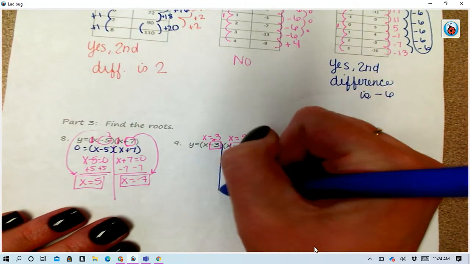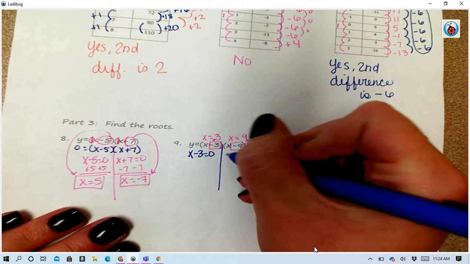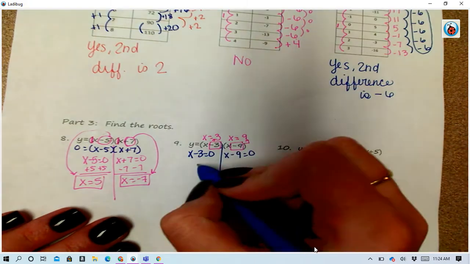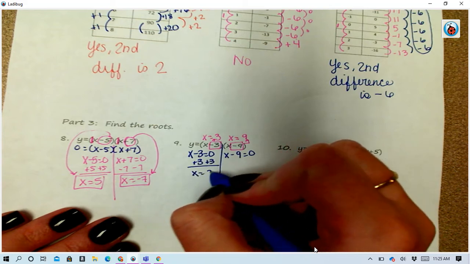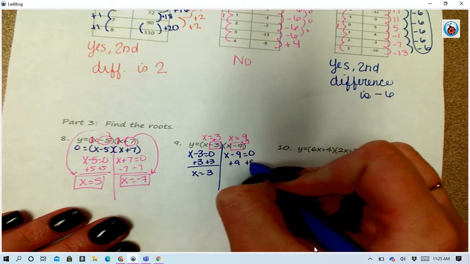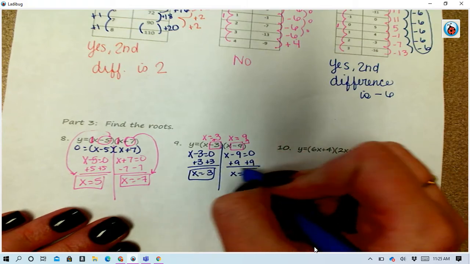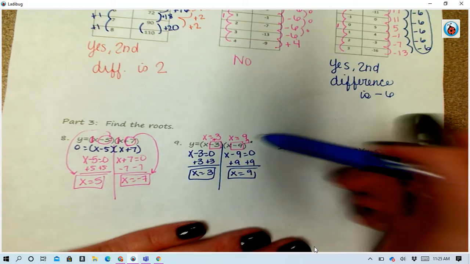If you didn't remember, you can just set each element equal to 0, and then solve. You would add 3 to both sides, and get x equals 9. You get the same answer either way. But if you remember the rule, it does save you some work.